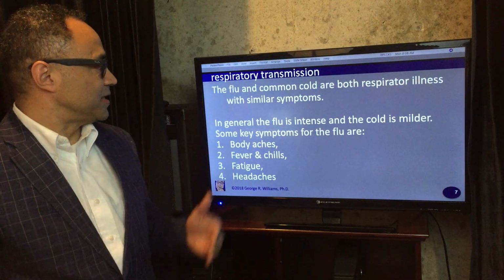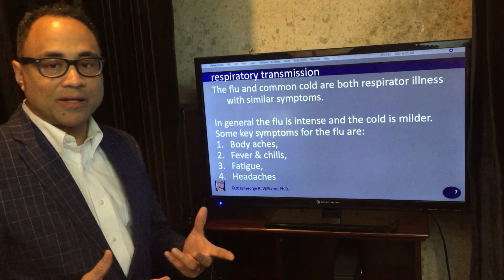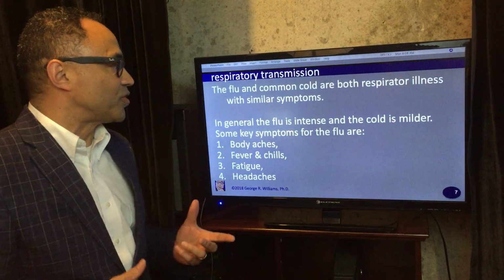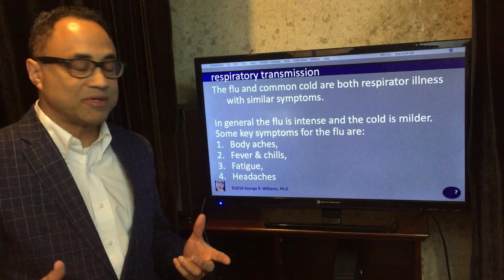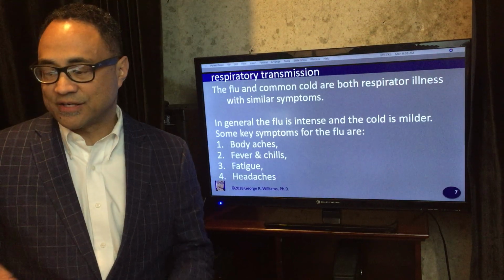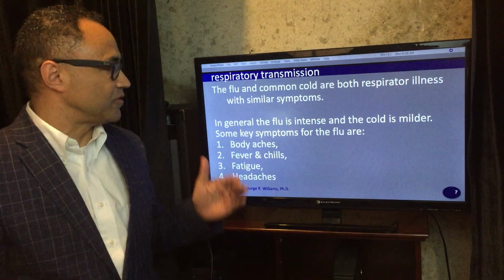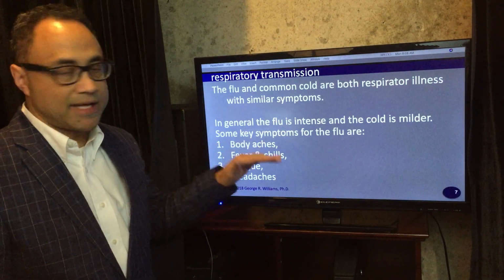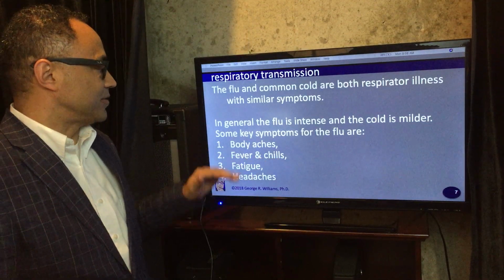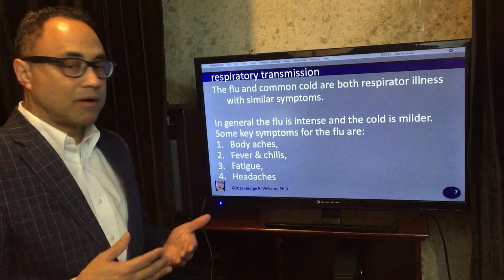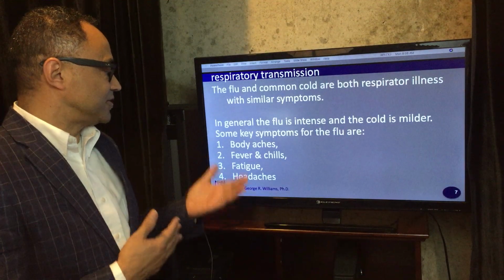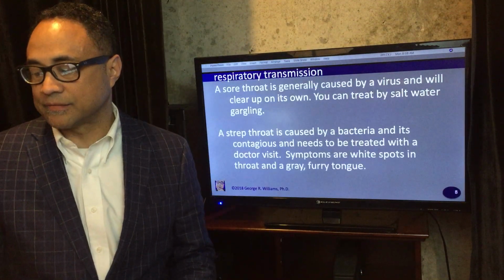Another respiratory transmitted, we already talked about these 2, but we'll look at it a little deeper, is the flu and common cold are both respiratory illnesses with similar symptoms. So it's kind of hard to distinguish between the 2, but in general, the flu is intense and the cold is milder. So some key symptoms for the flu are body aches, fevers and chills, fatigue, and headaches.